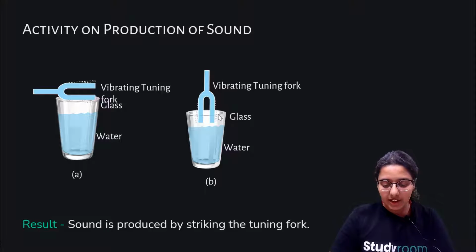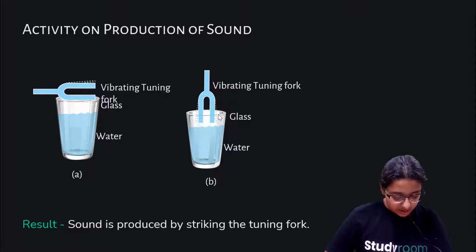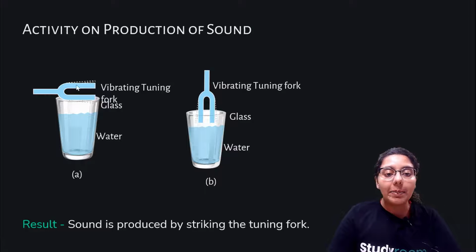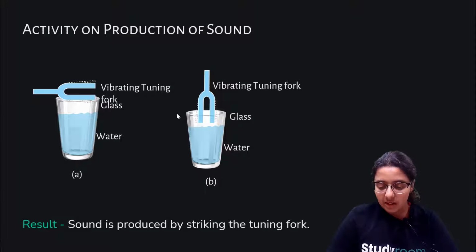So this is one experiment where both the prongs of the vibrating tuning fork are dipped in water. So in case one, one of the prongs of the vibrating tuning fork is touching the water surface, and in case 2, both the prongs of the vibrating tuning fork are dipped in water. Okay, so what do we see? That they are vibrating. So vibration is produced and hence a sound is produced.